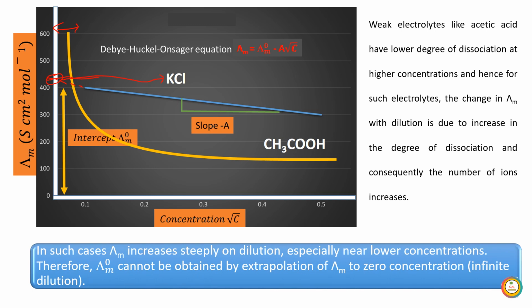In such cases, lambda m increases steeply on dilution, especially near lower concentrations. Therefore, lambda m0 cannot be obtained by the extrapolation method to zero concentration, also known as infinite dilution, because infinite dilution and zero concentration are practically impossible.